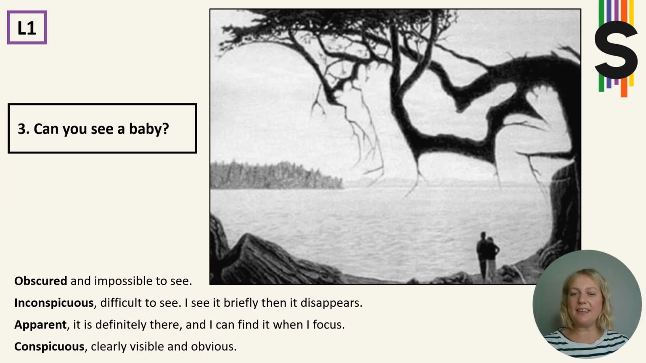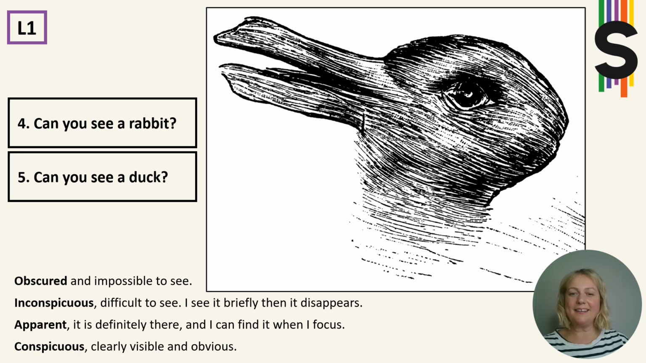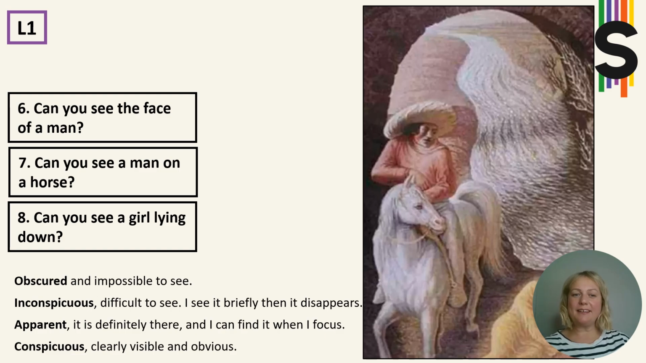And there are several of these. How conspicuous is the baby? Can you see a rabbit or a duck? Conspicuous, apparent or inconspicuous? Can you see the man, the horse or a girl lying down?